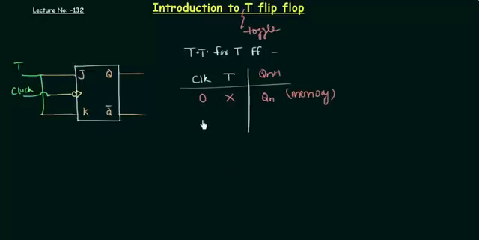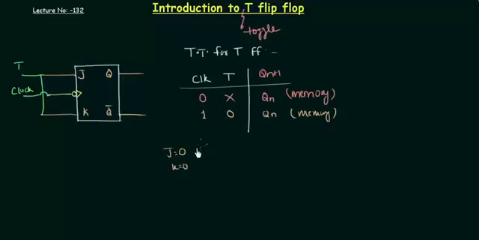And when the clock is high and T is low, it means again we are having memory, because in this particular case, we are having J as 0 and K as 0, and whenever this happens, we are having the memory. It means whatever be the previous state is stored, and Qn plus 1 is equal to Qn. So again we are having memory state in this case.